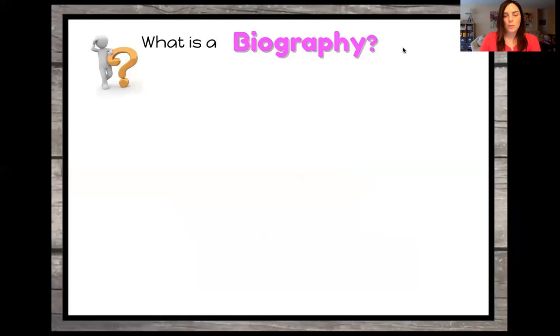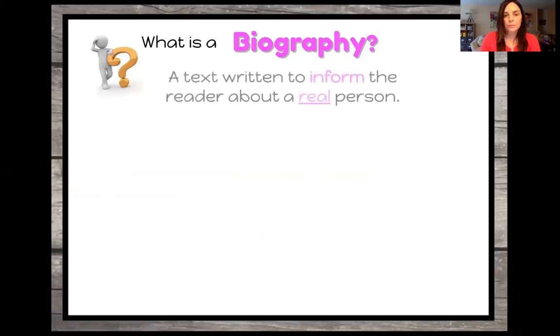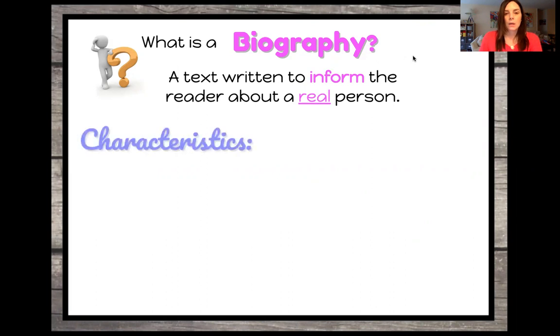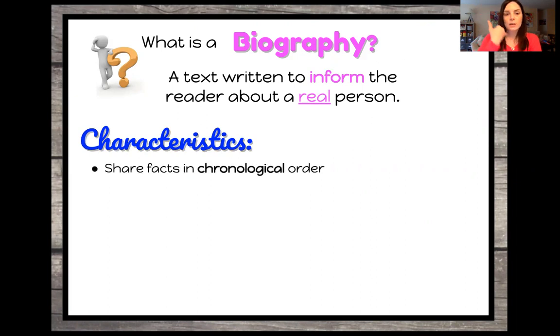So let's start off by talking about what exactly is a biography. Well, a biography is a text that's written to inform the reader about a real person. Biographies have some characteristics that we are going to go over. The first one is that in a biography, they share facts in chronological order. That means the order in which the facts or events happen.